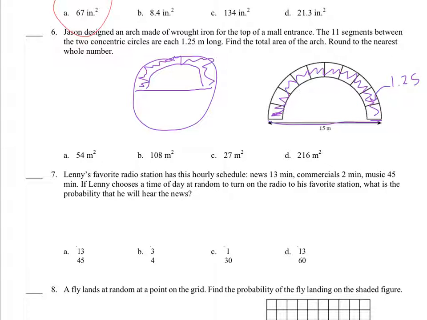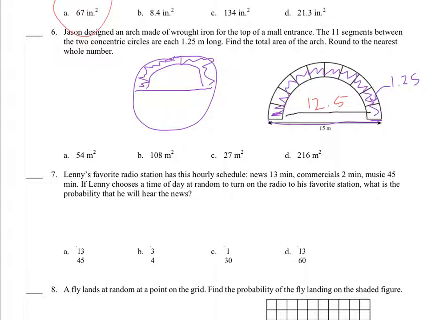So, or length, I should say. This length in between the smaller ends would be 15 minus the 1.25 over here and minus the 1.25 over here. So my diameter of the smaller circle is 12.5.